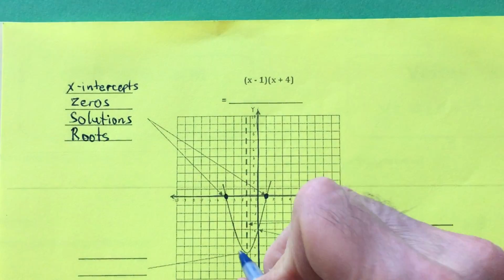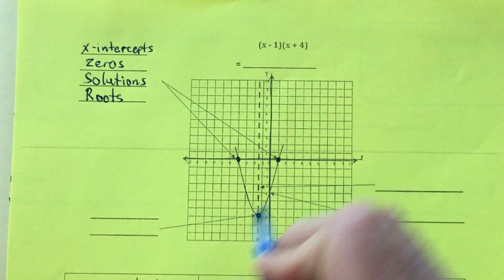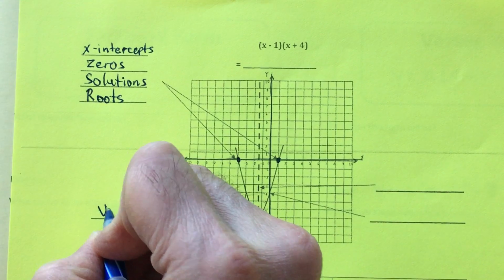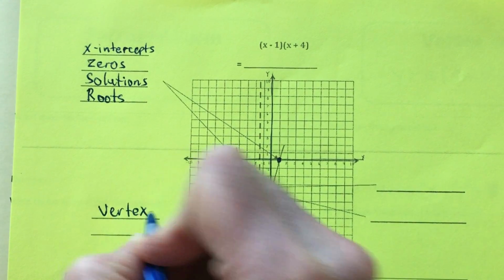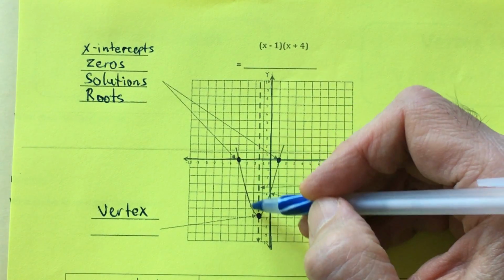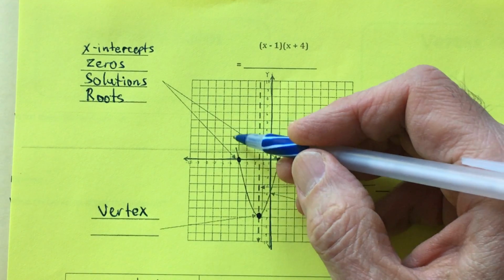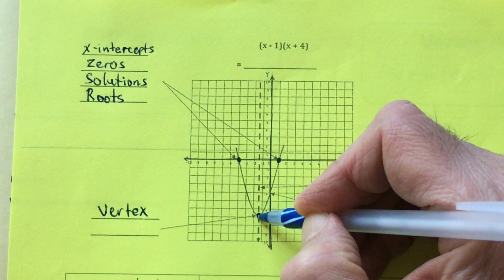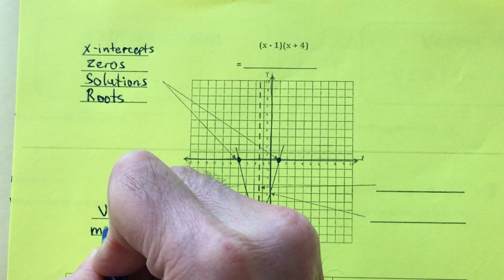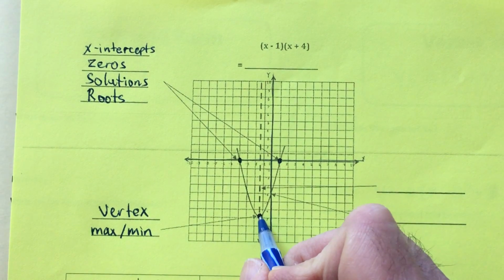Over here, what we're talking about is this dot. This dot is known as the vertex. Just like in an absolute value function, the point where the curve changes directions from going down to going up is your vertex. It is also where you're going to find the maximum or the minimum point. In this situation, it's the minimum.